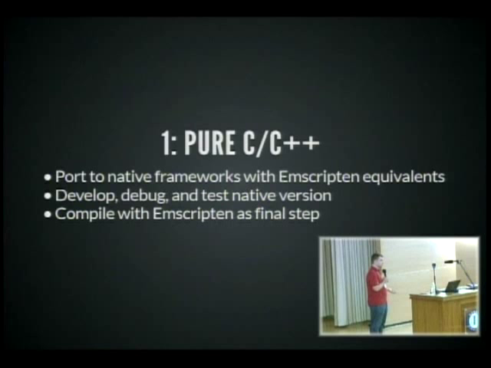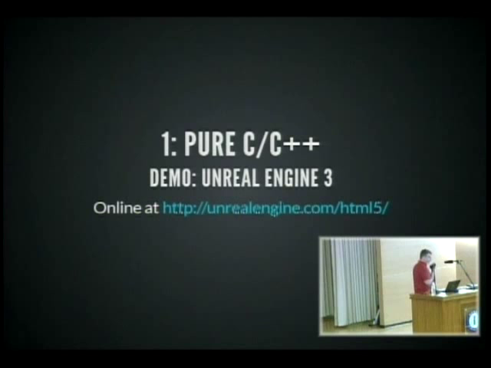And you develop, debug, and test the native version. So you do all your development using Visual Studio, GCC, Xcode, whatever you might be familiar with as a native developer. And then as a final step, once everything works there, you compile it with Emscripten and bring it into the web. At that point, your application is really just a rectangle on the screen. It can interact with the web in other ways, but if you're bringing it over like this, it's generally because you already have the application. You already have, for example, an Android game, and you want to just bring the whole thing over to the web. So let me actually show you one demo of this approach.